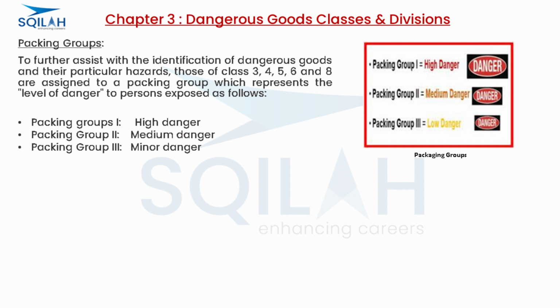Packing groups. To further assist with the identification of dangerous goods and their particular hazards, those of Class 3, 4, 5, 6, and 8 are assigned to a packing group which represents the level of danger to persons exposed as follows. Packing Group 1, High Danger. Packing Group 2, Medium Danger. Packing Group 3, Minor Danger.